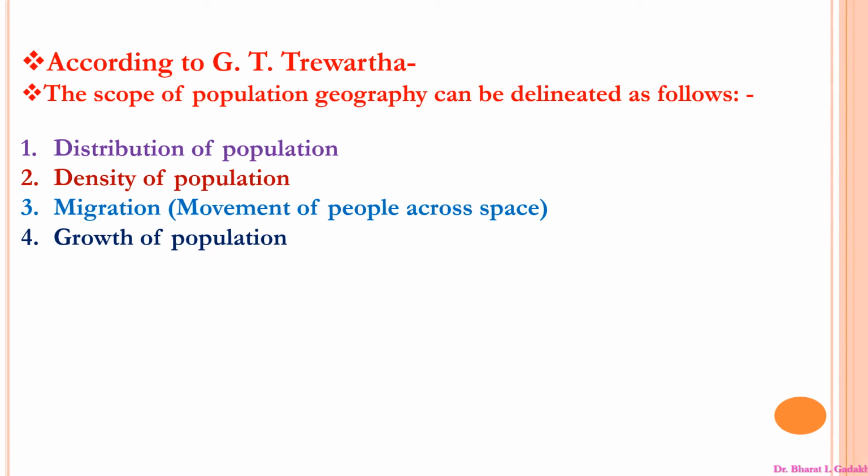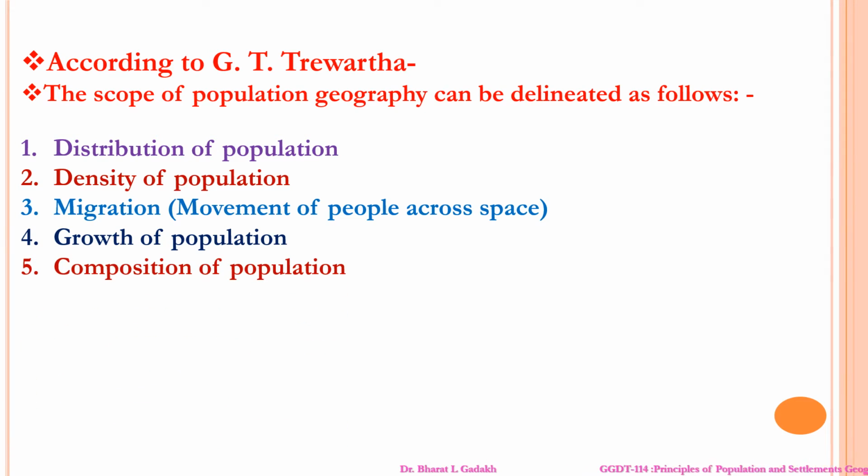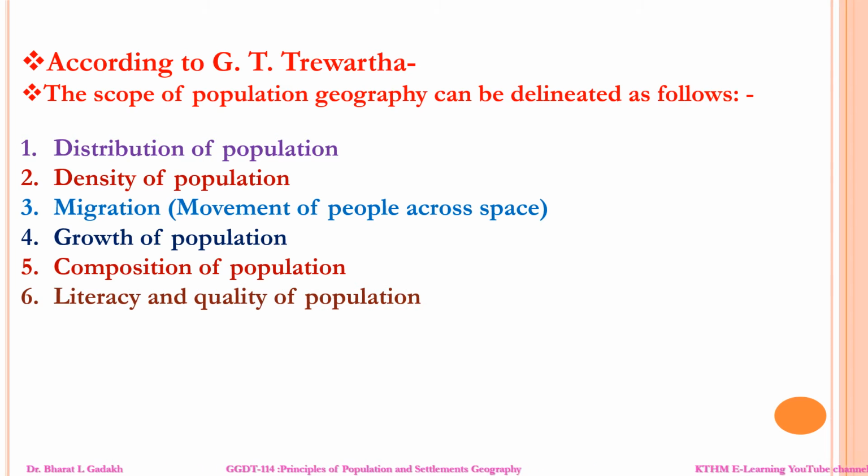Next is growth of population. Next is composition of population. Next is literacy and quality of population. Literacy is a very important thing. If literacy is high, the quality of population is high. If literacy is low, the quality of population is low. These will be discussed here.